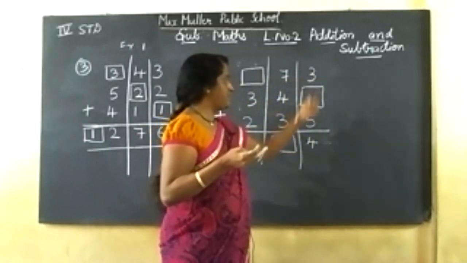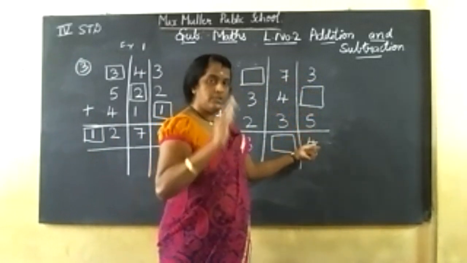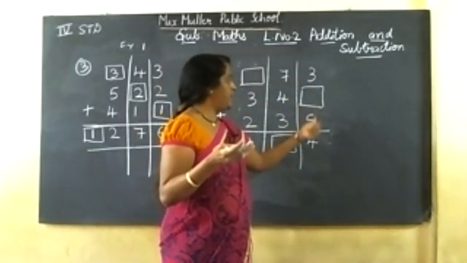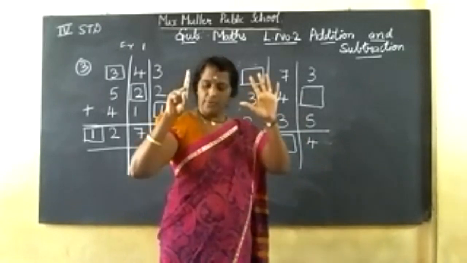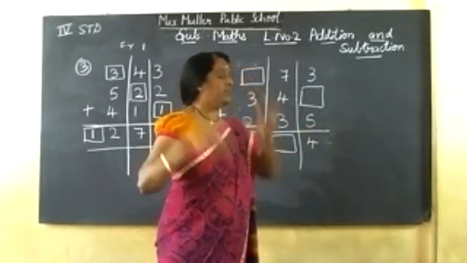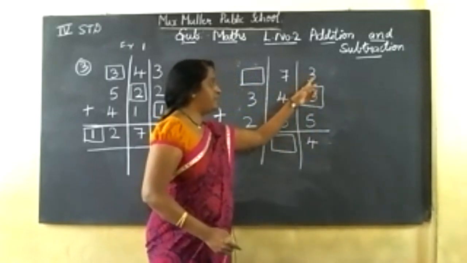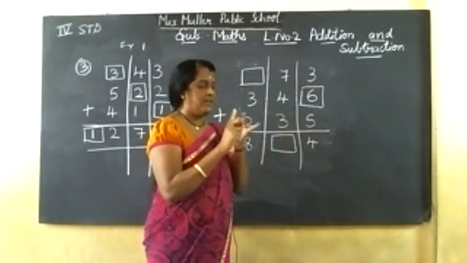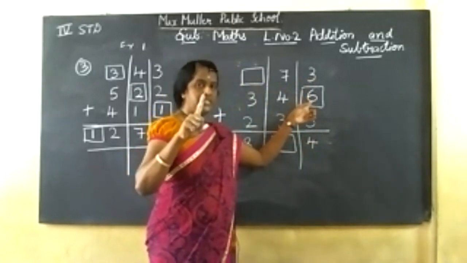When you count this, you got 8. After 8, 9, 10. Here the answer is 4. So when the next number 4 comes, it is 14 only. After 8, 9, 10, 11, 12, 13, 14. So how many is the answer? 6. Count now. See, 3 plus 5, 8. After 8, I want 14. After 8, 9, 10, 11, 12, 13, 14. 6. I have written 6.